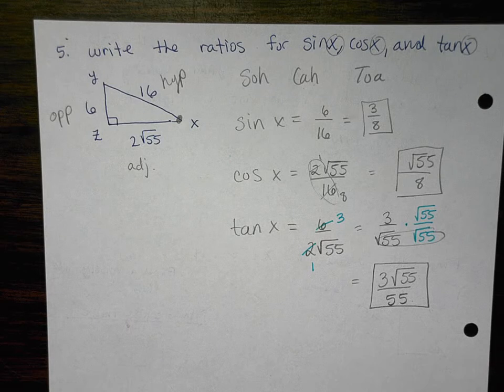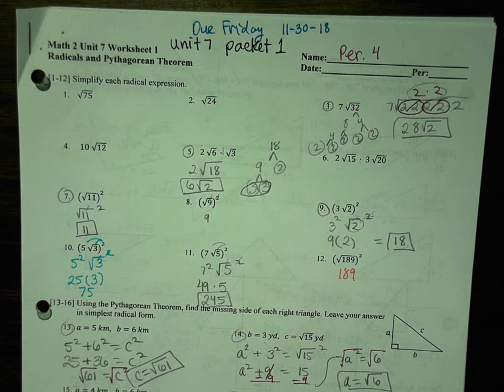Questions? All right, take your packets out. Your Unit 7 Packet 1. Take out your Unit 7 Packet 1. This is the packet you want out. It's not your period's packet, but it's still the right one, so please take it out while I find yours.